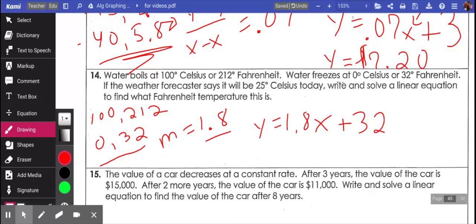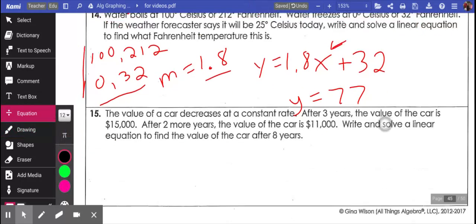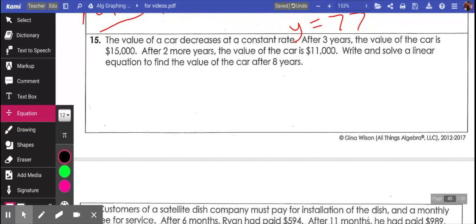And then the question says if it's 25 degrees Celsius. So the Celsius has been the x the whole time, so you're going to put that in for the x, and you should get y equals 77. Okay, so you're going to go ahead and pause it and do 15 and 16 on your own.